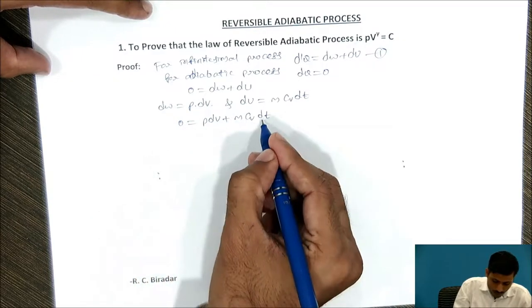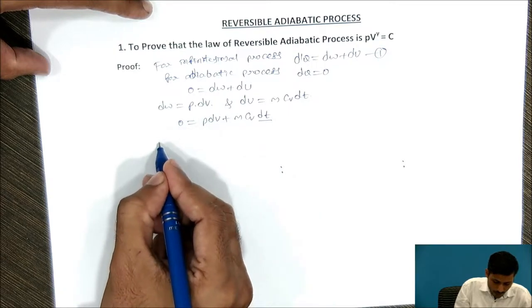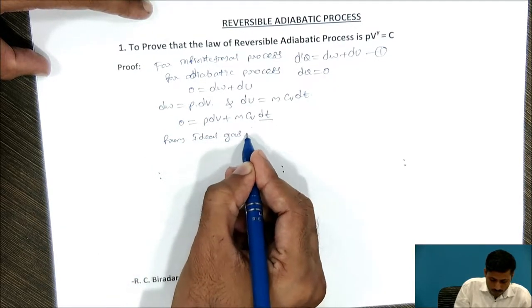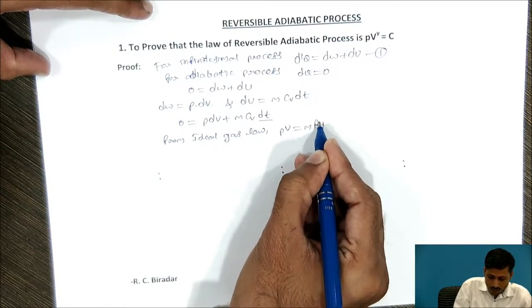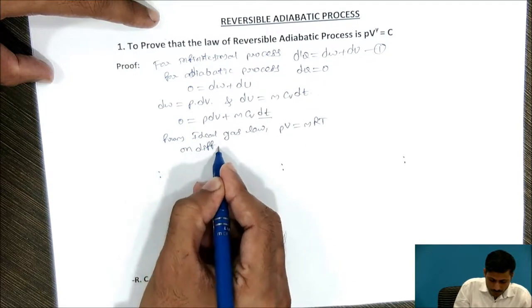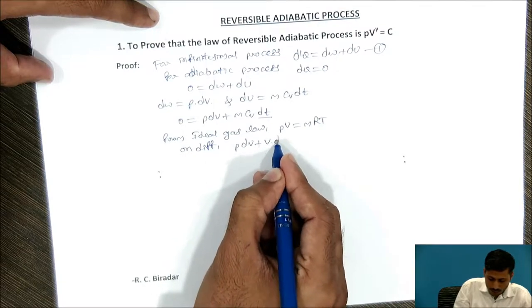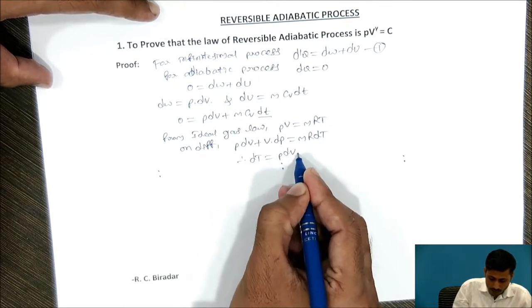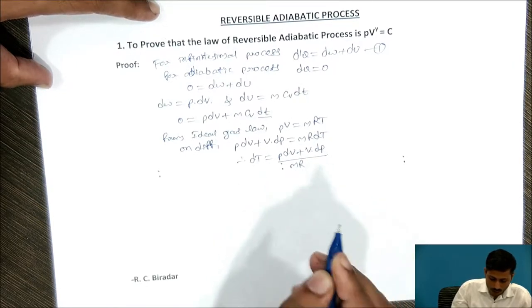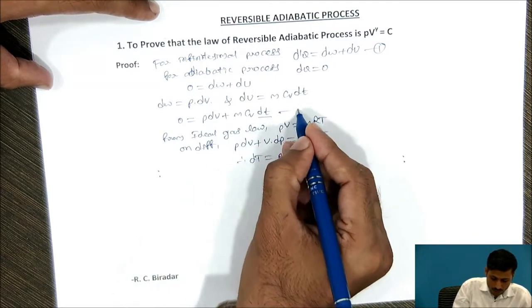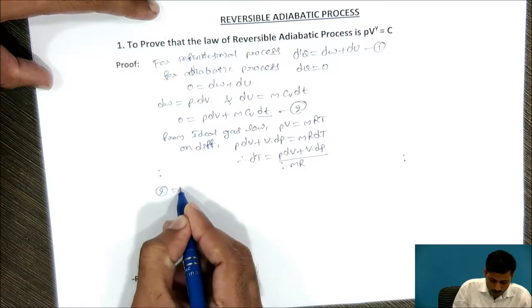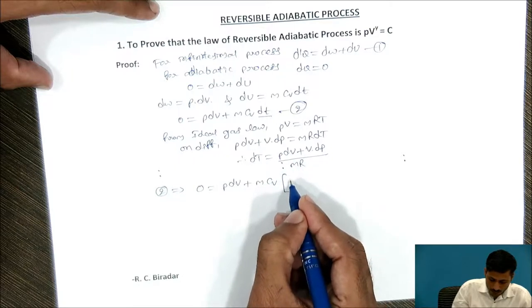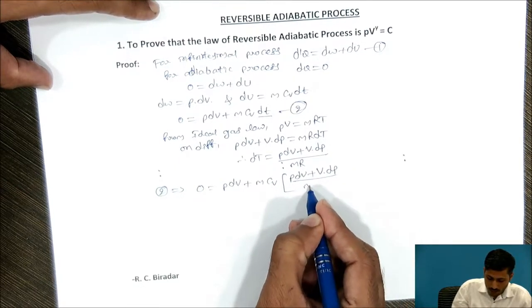Here, if you replace this dT term, we can use the ideal gas law. We know that PV is equal to mRT. On differentiating, we get P into dV plus V into dP is equal to mR into dT. Therefore we get dT as P into dV plus V into dP divided by mR. Put this dT value in the second equation, so the second equation becomes P into dV as it is, plus m Cv as it is, and the dT term is P into dV plus V into dP divided by mR.